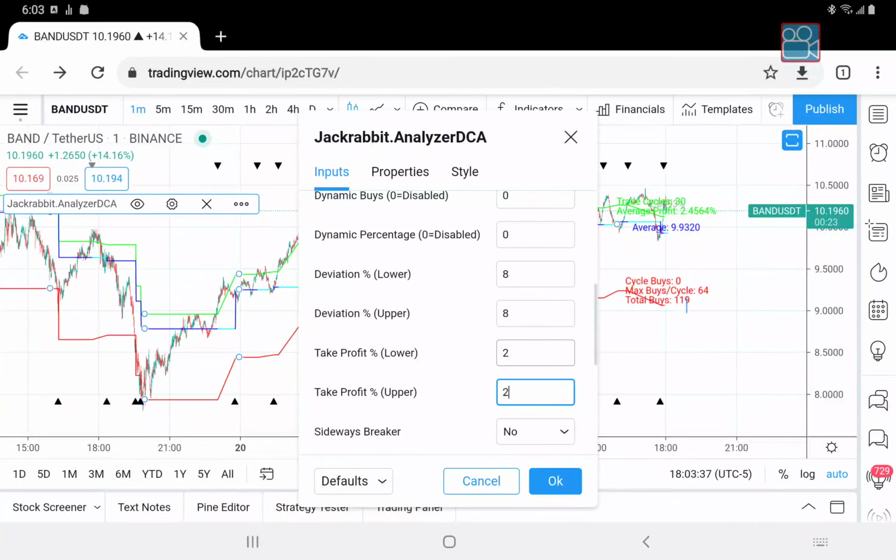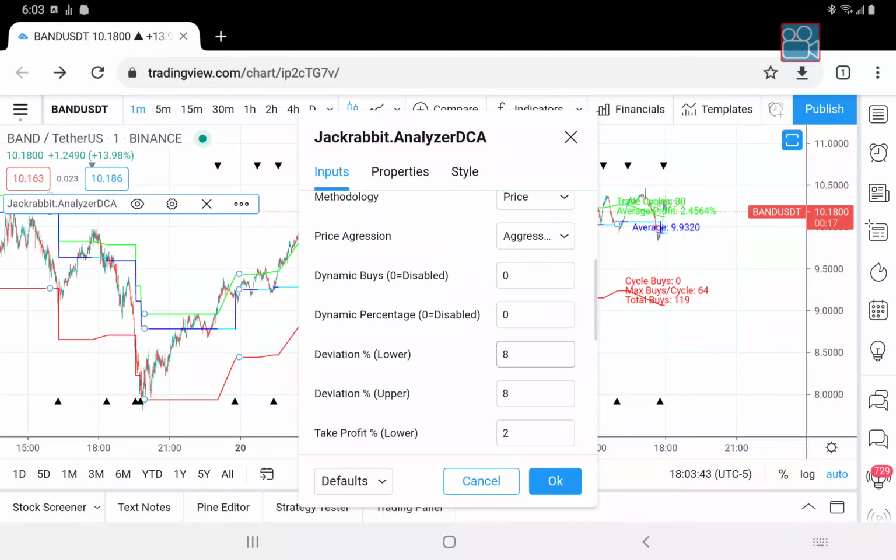So now we are at 119 trades, 8% deviation. Okay, now we have the aggressive state. Everything is defaulting to aggressive because both of these are turned off. So if we go above 20 purchases, it will now switch to a defensive state as soon as that cycle goes above 20.